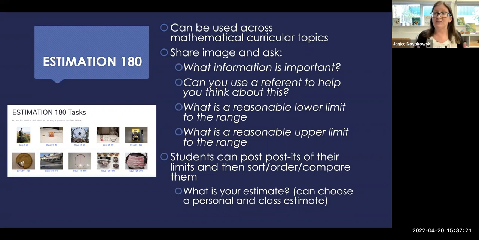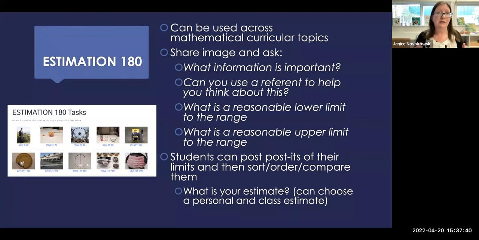And then thinking about what is a reasonable lower limit, and again, what makes sense, what is reasonable, using thinking, and then what is a reasonable upper limit. I was in a class last week, and someone was saying that lower limits maybe 10 to 20, and for upper limits, one student said 10,000 because it just seemed like a big number.